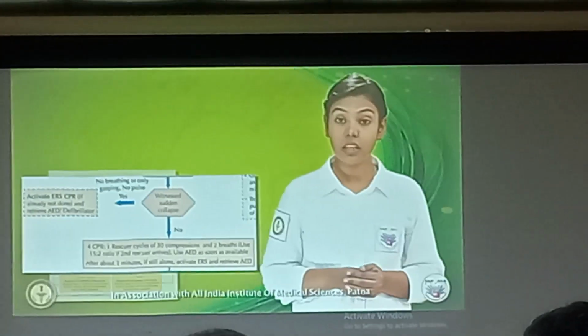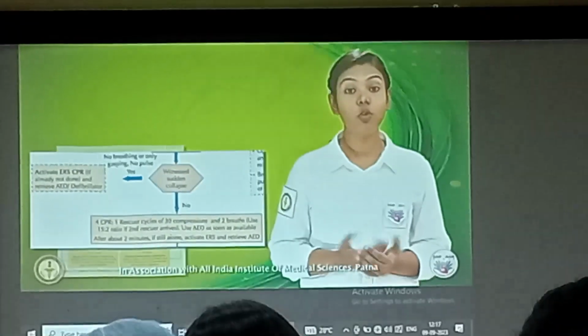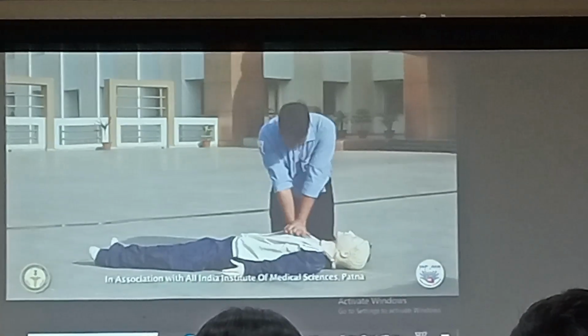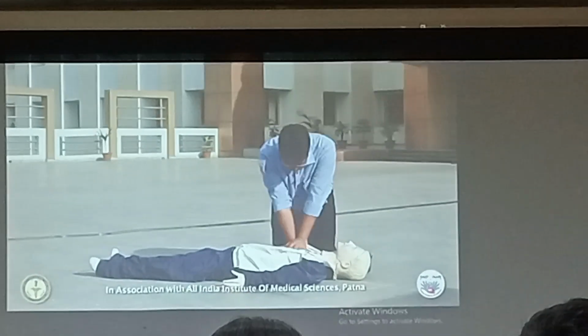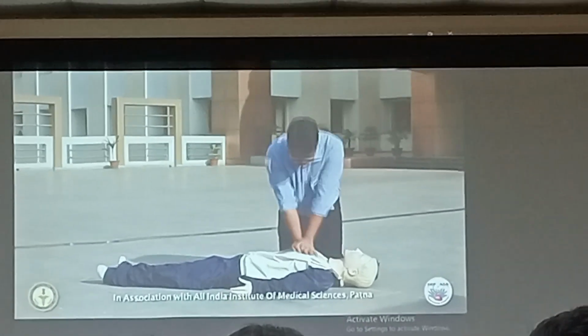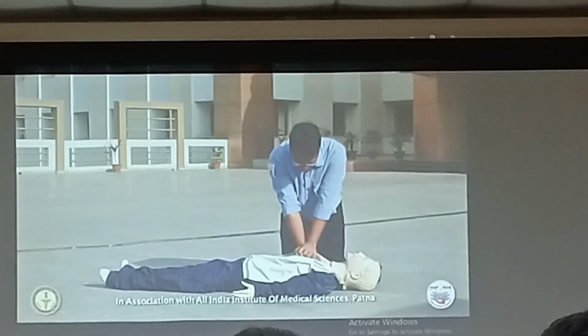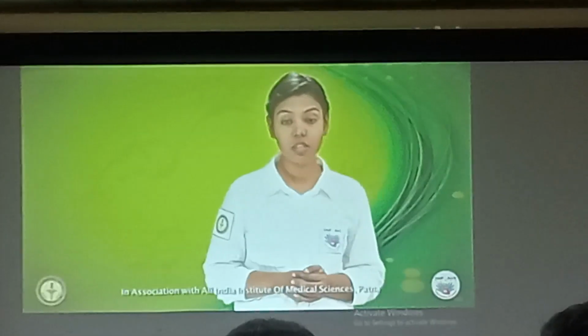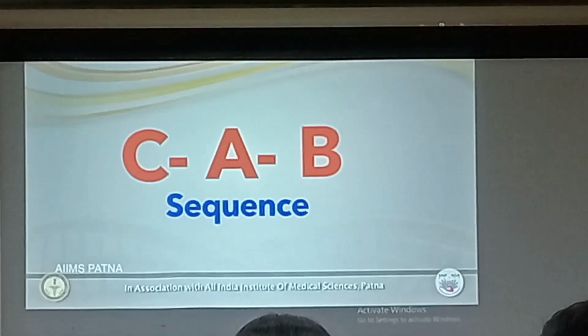If there is no breathing or no normal breathing and no pulse within 10 seconds, begin high quality CPR with cycles of chest compressions and breaths in 30:2 ratio, starting with chest compressions using the CAB sequence.